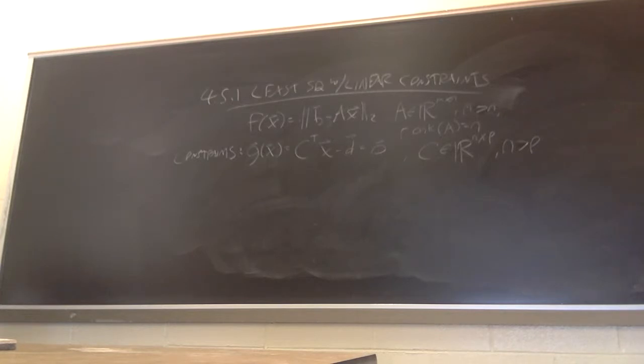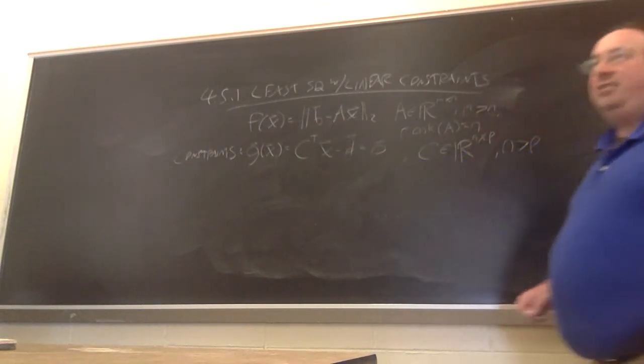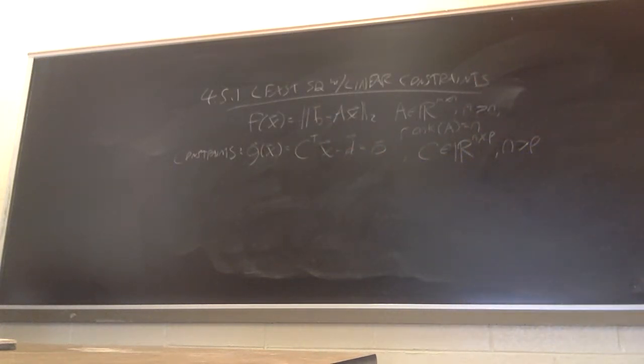So that would be one example of a least squares with linear constraints problem, where you're trying to ensure that kind of continuity, but you also want your overall function to be close to some data vector. If you have some given y values and you're trying to get as close to them as possible, that would be what you're trying to minimize.